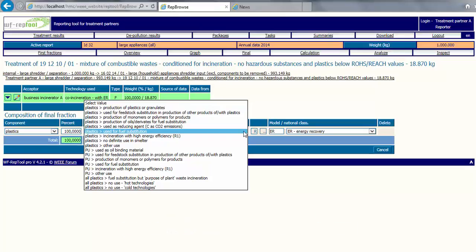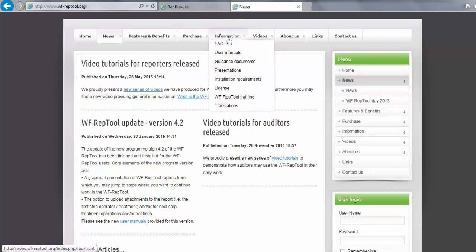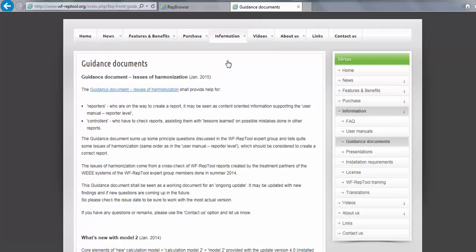We know understanding the target of use approach is not so easy, but you may have a look at the guidance document we provide under information at our website, where we explain the target of use approach and give further examples on how to apply it.